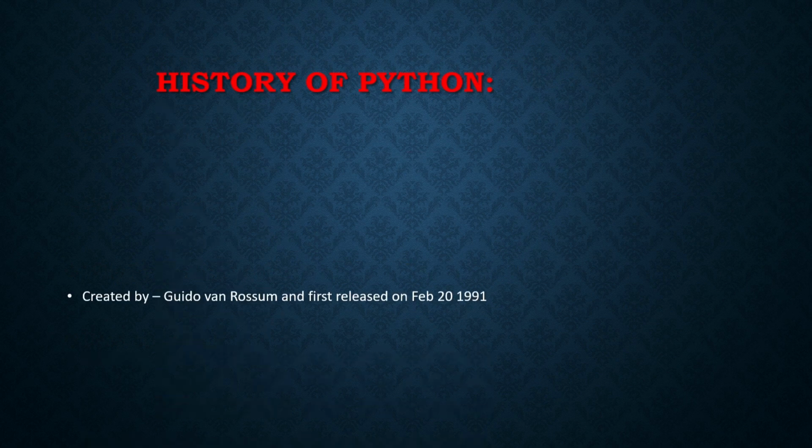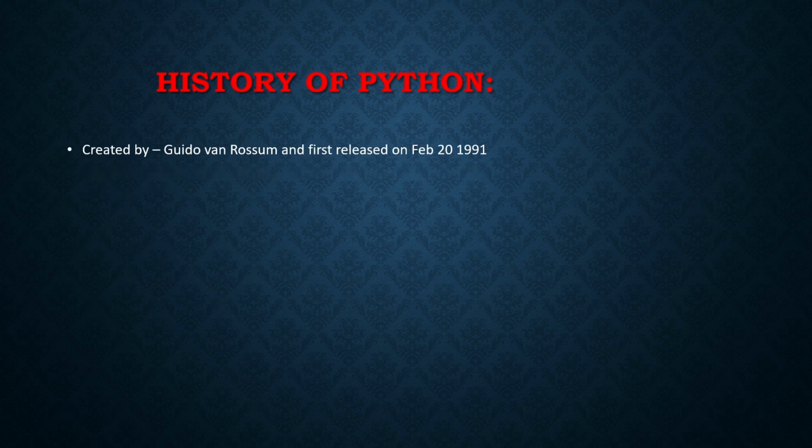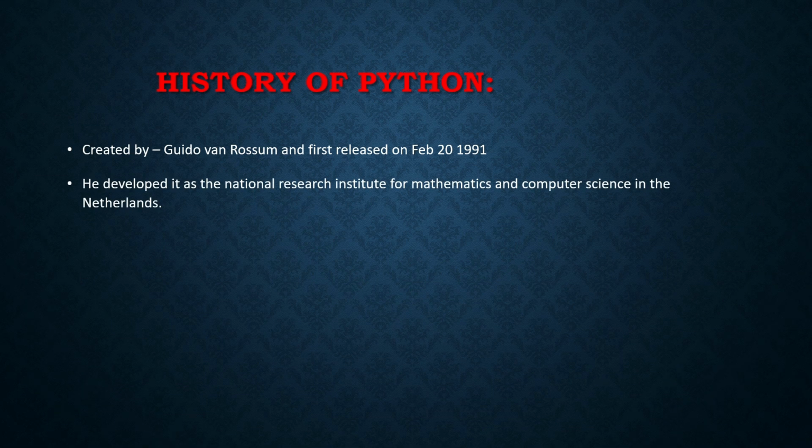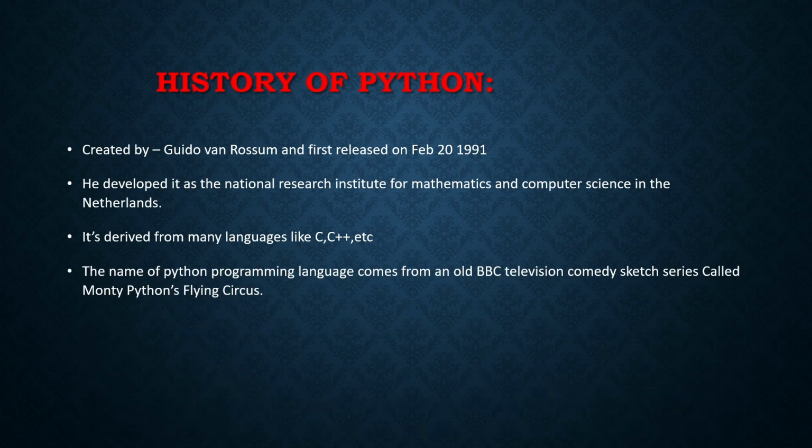So let us talk about a brief introduction of history of Python. Python was created by Guido van Rossum and first released on February 20, 1991. He developed it at the National Research Institute for Mathematics and Computer Science in Netherlands, and it's derived from many languages like C, C++, etc. The name of the Python programming language comes from the old BBC television comedy sketch series called Monty Python's Flying Circus.